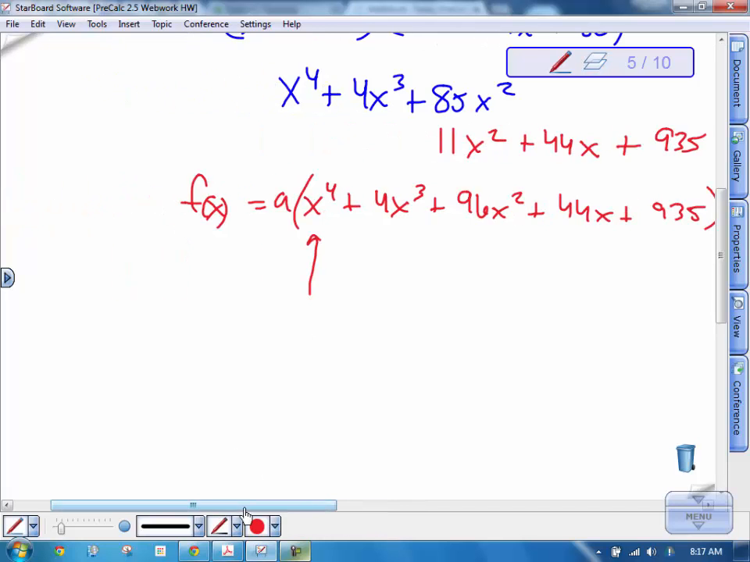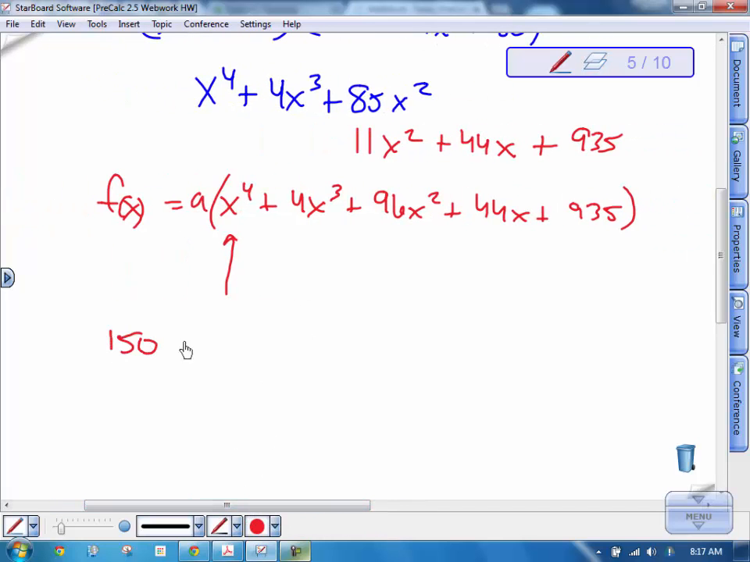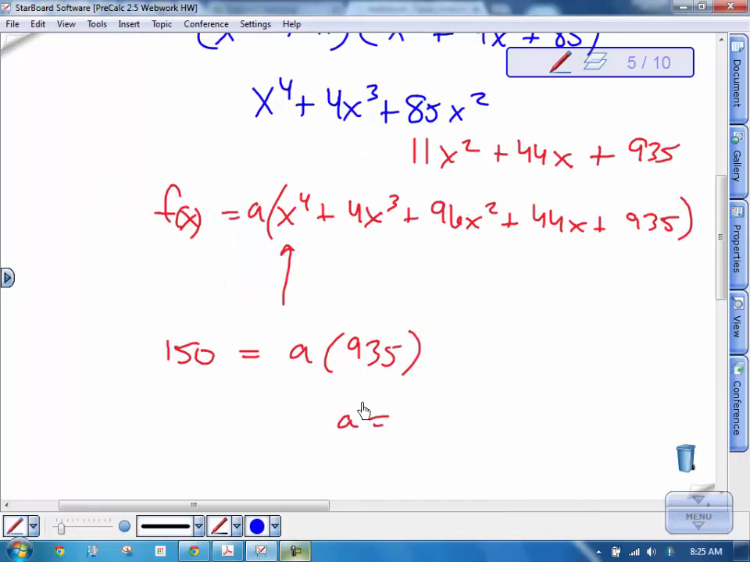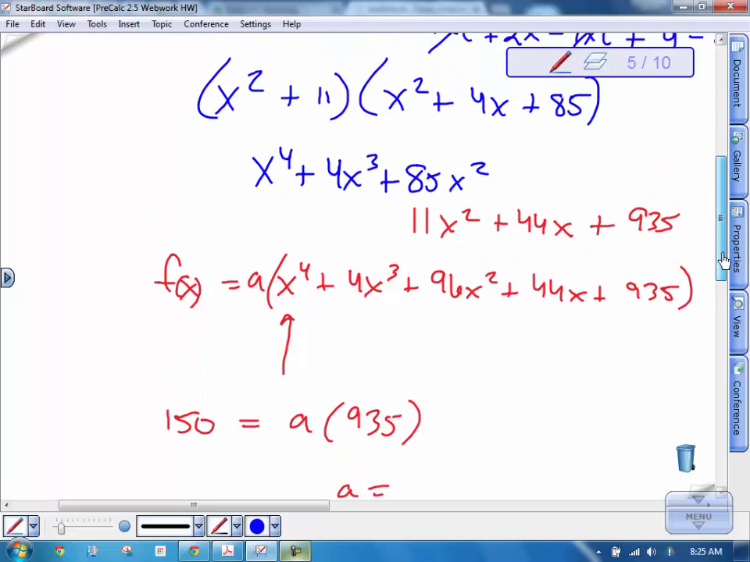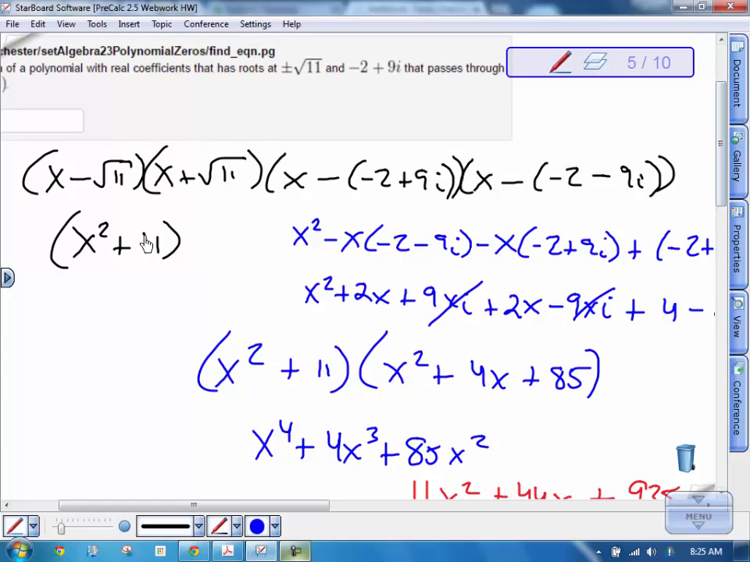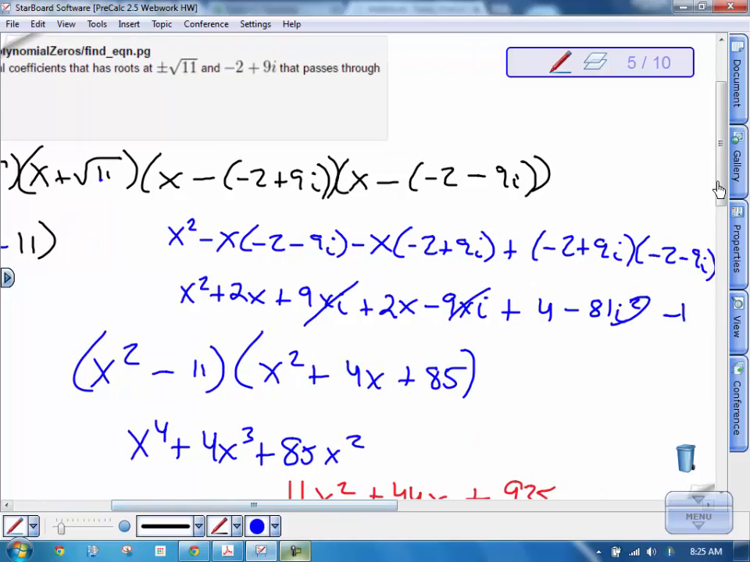So if I plug in 0 for x and 150 for y, I get 935. So divide both sides by 935, and your A value is, and I just realized I made a mistake. This is going to happen a lot, so get used to it, and it's okay, we'll get through it. But when I multiply this, it should have been a minus 11 right here, which makes this a minus 11, which changes this.